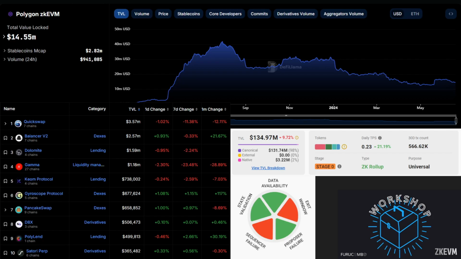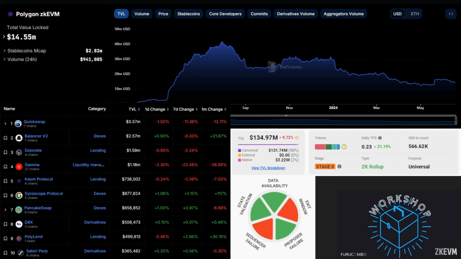On our security pie chart, we see state validation, data availability, and the proposer failure in the green, and sequencer failure and exit window in the red. So we get a 3 out of 5 on the security pie chart, which is the highest that we see today. In terms of top protocols, we see QuickSwap.